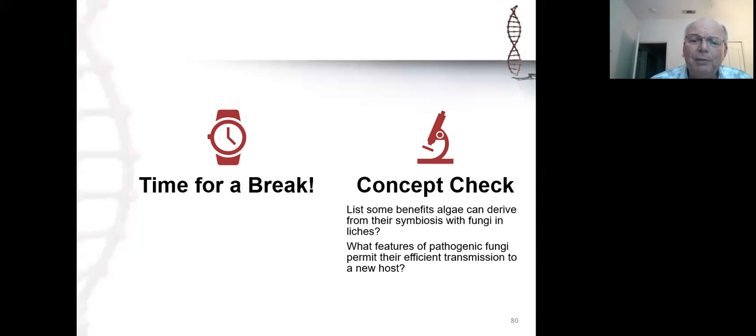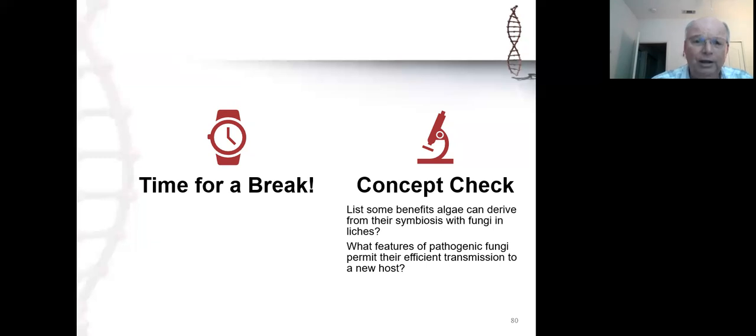What features of pathogenic fungi permit their efficient transmission to a new host? The feature here is the feature that all fungi possess, and that is environmentally resistant spores and large numbers of spores. So if you produce a spore that can resist drying out, but remains viable for a long period of time in the environment because it resists drying out, and if you can produce significant numbers of spores, that increases the likelihood that at least one spore can infect a new host, then you increase the likelihood of transmission from one host to another.